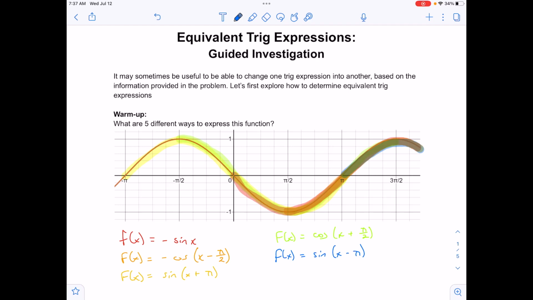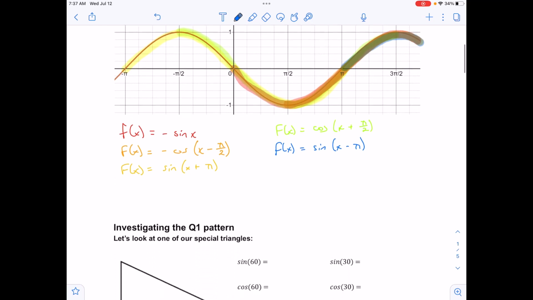Anyways, there's lots of different ways that we can write this exact same graph, and you're going to get the exact same thing, right? And that's the idea behind it, that there are different ways of writing the same thing. And instead of talking about graphs, we're going to be talking about ratios, as we have for the last couple of videos here. So let's start with our first pattern.